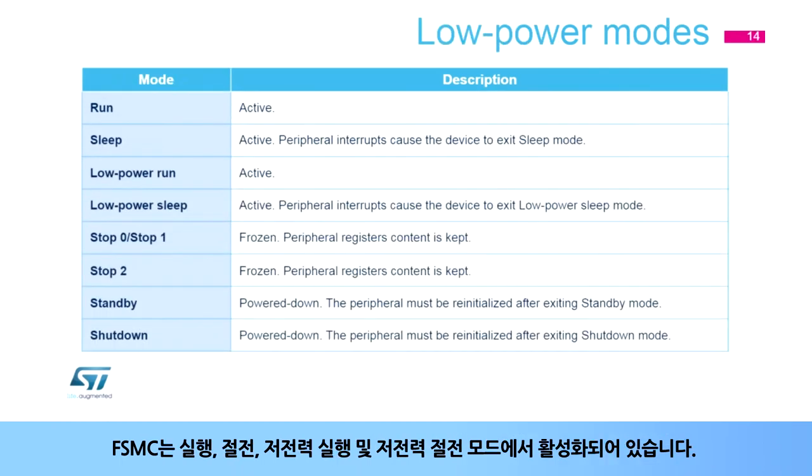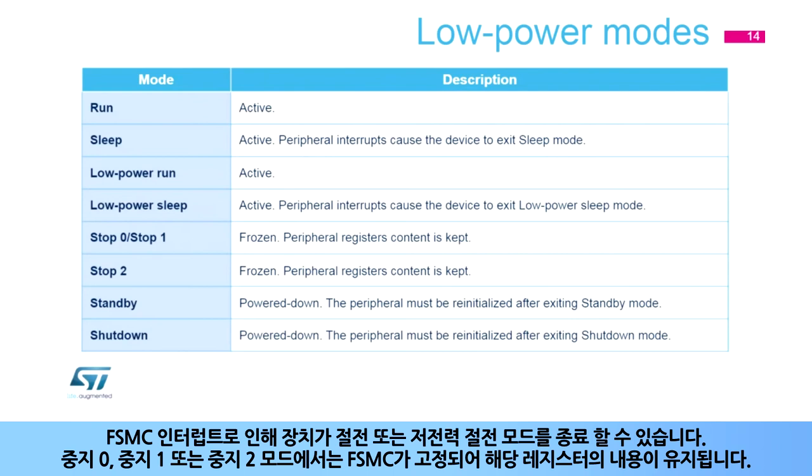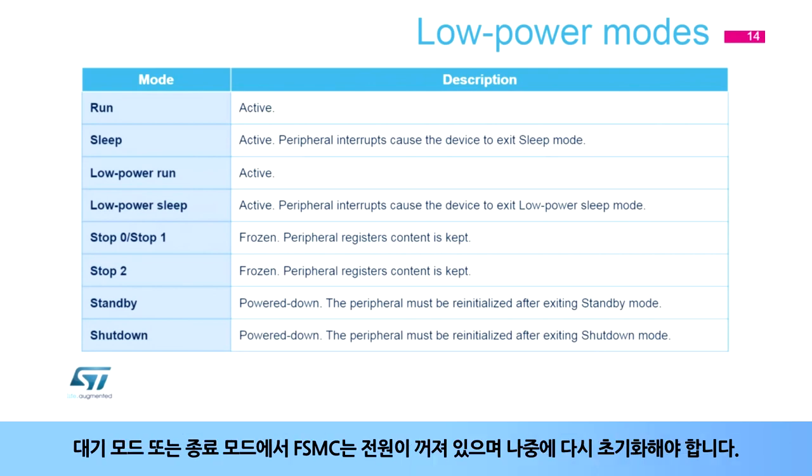The FSMC is active in run, sleep, low-power run, and low-power sleep modes. An FSMC interrupt can cause the device to exit sleep or low-power sleep mode. In stop 0, stop 1, or stop 2 mode, the FSMC is frozen, and the content of its registers is kept. In standby or shutdown mode, the FSMC is powered down and it must be reinitialized afterwards.